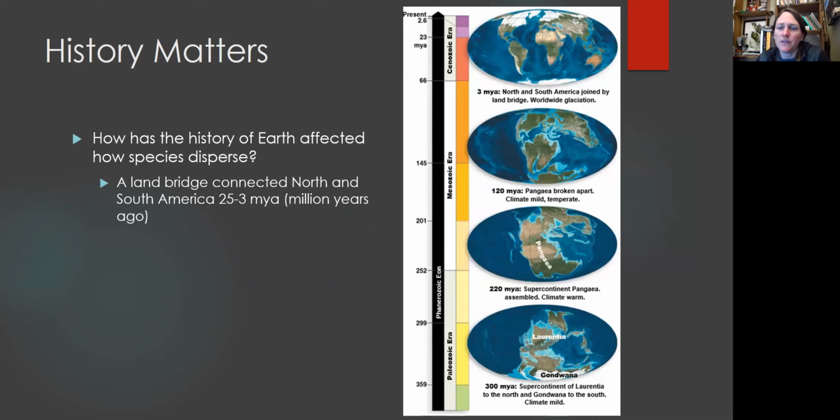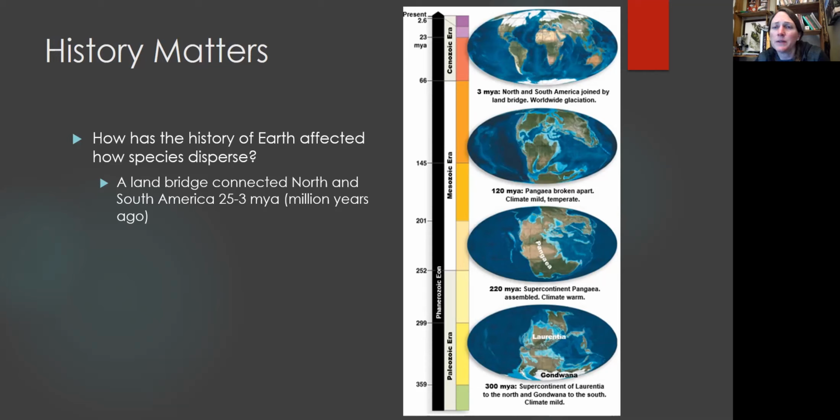And so, at the very bottom of this figure, you can see what was called Gondwana and Laurentia, and those were two supercontinents that existed about 300 million years ago, and they kind of smooshed together into what's called Pangea about 220 million years ago. And then about 120 million years ago, Pangea broke apart and the climate became more mild and temperate.